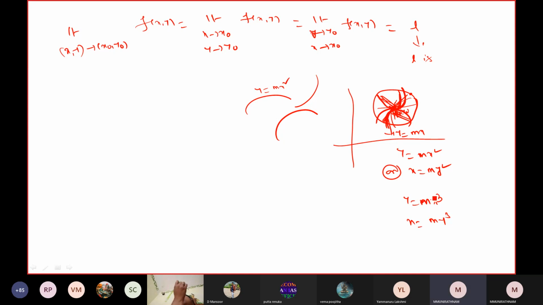So likewise we can verify all these cases. If in all these cases the limit is the same, as in our two-path method, then that limit L is called the limit of the function. If one of these is not equal to the other, then we call it limit does not exist. So likewise we have to find the limit of the function.